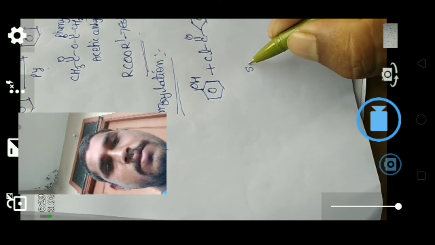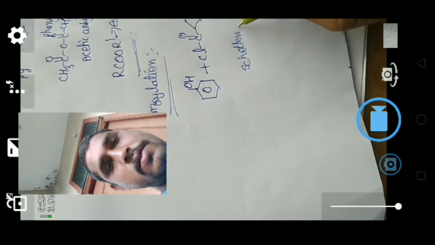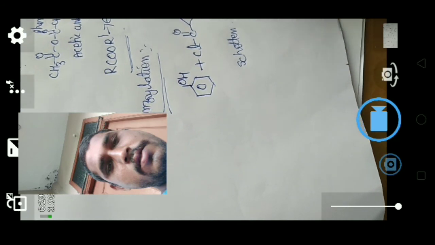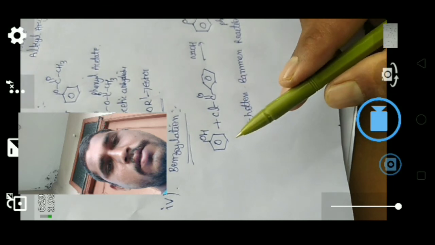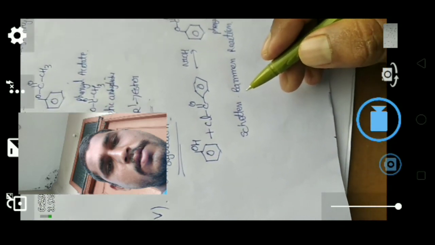The name of this reaction is the Schotten-Baumann reaction. Here the phenol, when reacted with benzoyl chloride in the presence of a strong base, gives phenyl benzoate, and this reaction is called the Schotten-Baumann reaction. Now we'll discuss electrophilic substitution in the next class.